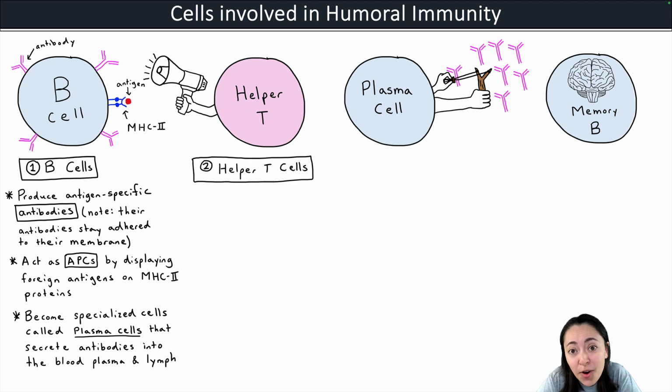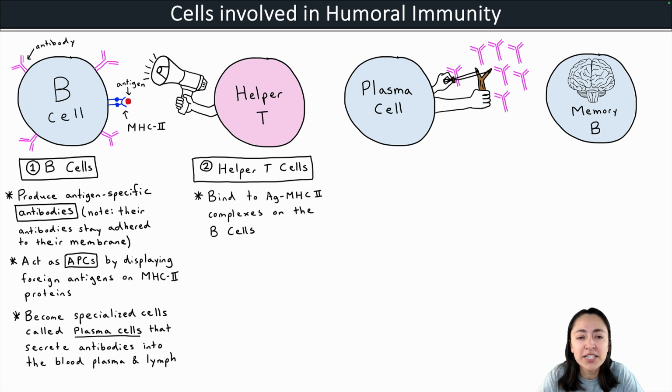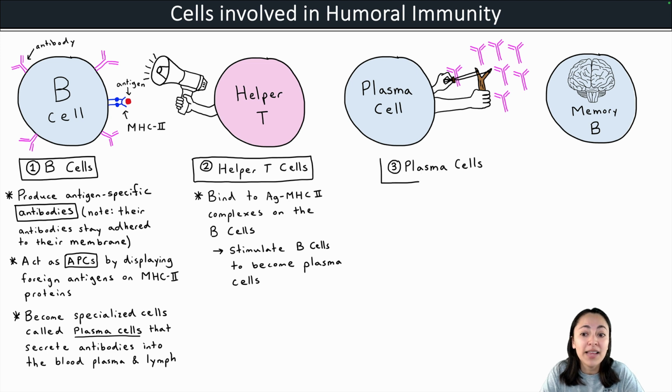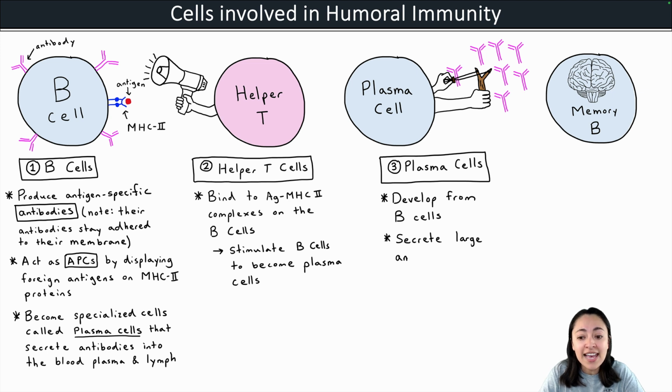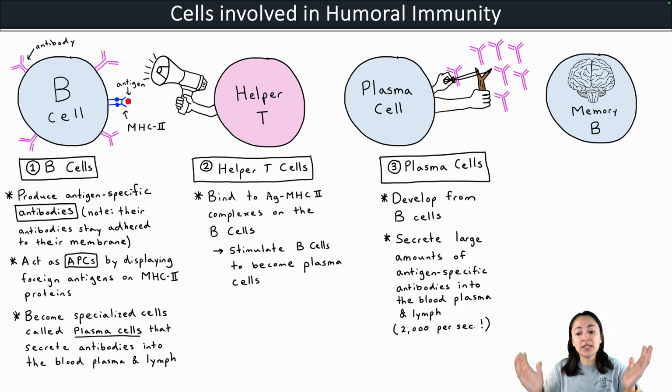Now, helper T cells are also involved in humoral immunity, just like they were involved in cellular immunity. Helper T cells will bind to antigen MHC2 complexes on the B cells, and that will then stimulate the B cells to start becoming plasma cells. Now, plasma cells are going to be really important in humoral immunity because they develop from the B cells and they secrete large amounts of antigen-specific antibodies into our blood plasma and our lymph.